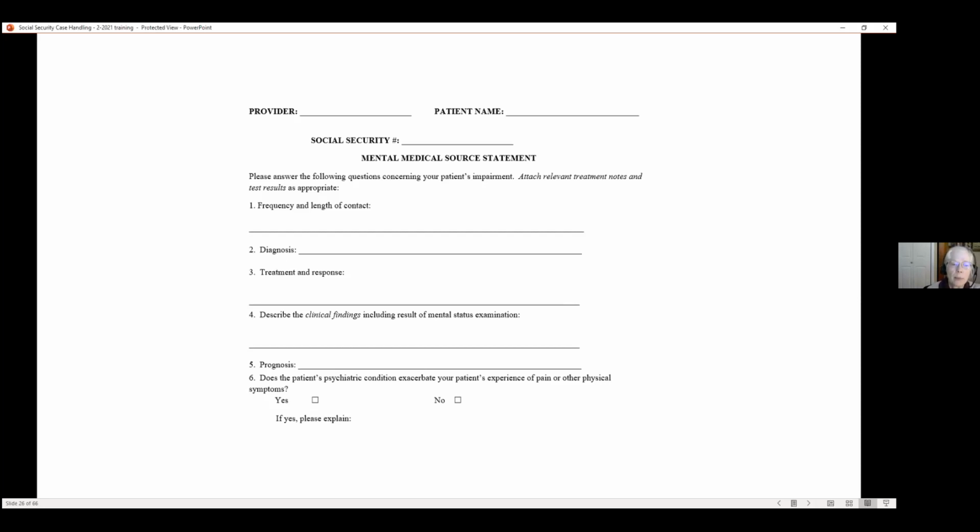Prognosis, if you're doing disability work, you always get cheerful when you see negative things. So if the prognosis is poor, yay, that helps my case. Doesn't help my client, but it helps my case.